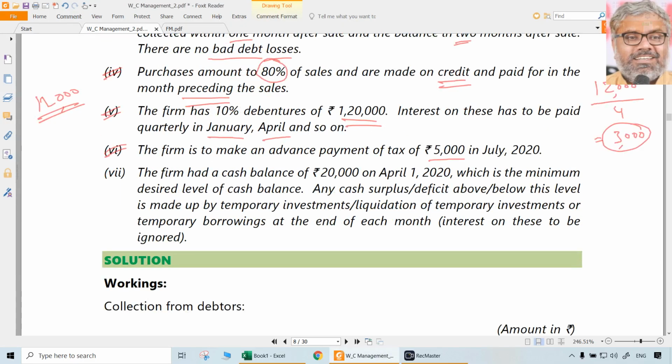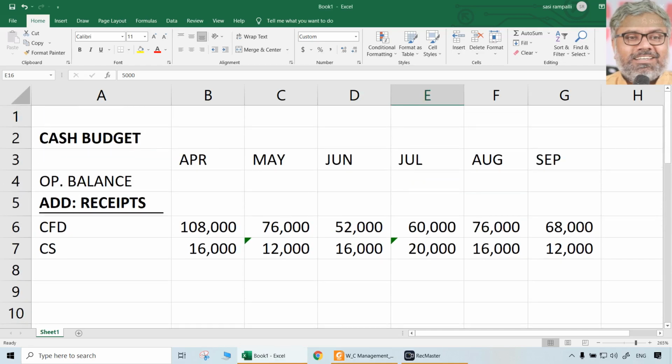Next, the 7th point says the firm had a cash balance of 20,000 rupees on April 1st, 2020, which is the minimum desired level of cash balance. Any cash surplus or deficit above or below this level is made up by temporary investment or liquidation of temporary investment, or temporary borrowings, at the end of each month. Interest on these is to be ignored. If any borrowing is there, no need to take interest on that. So what is the starting balance, the opening balance here? 20,000. That is the opening balance.